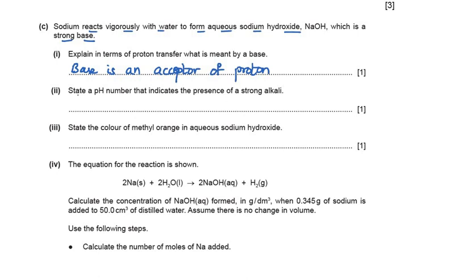The next sub-question says, state a pH number that indicates the presence of a strong alkali. Generally 13 to 14 is the pH for a strong alkali, but here I am writing 14 because we are talking about sodium hydroxide, which is an extremely strong alkali. Now, state the color of methyl orange in aqueous sodium hydroxide. Now we know that methyl orange is red in acid and yellow in base. So with the base sodium hydroxide, methyl orange is going to show a yellow color.